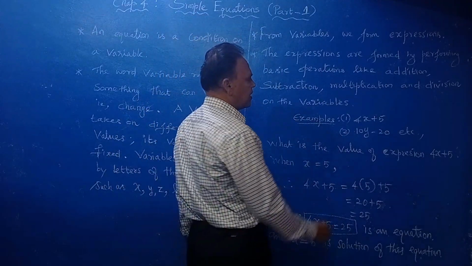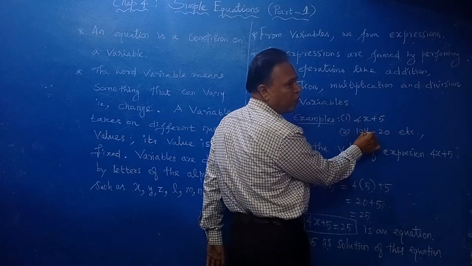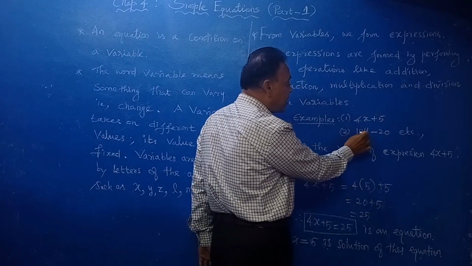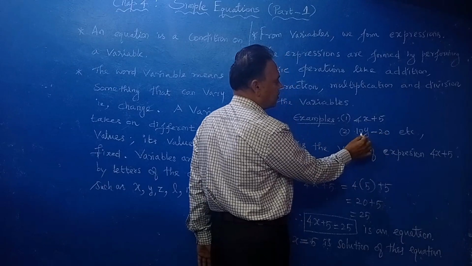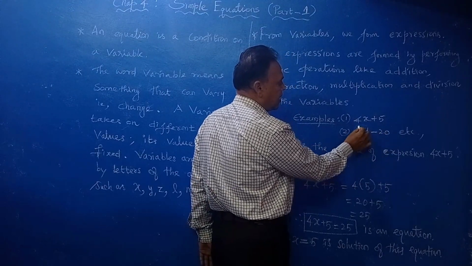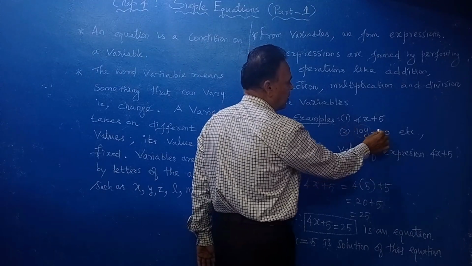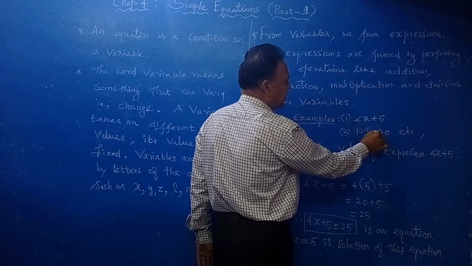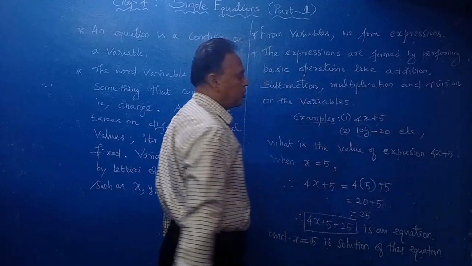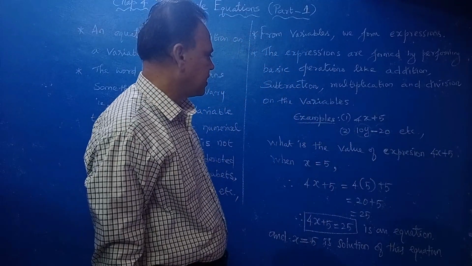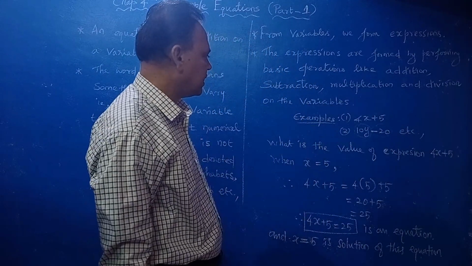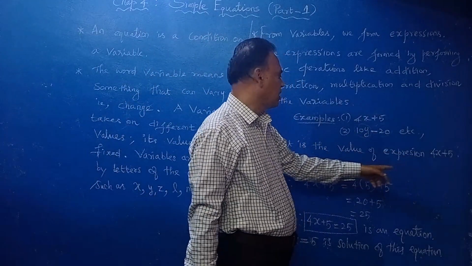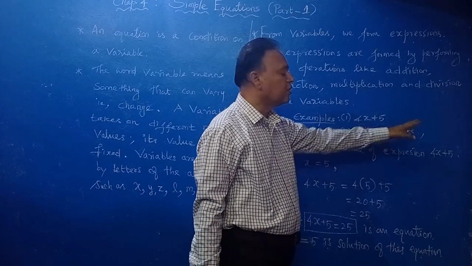Clear? Same way, here 10y minus 20. 10y is nothing but 10 into y, minus 20. You have to read properly. Here 10y is one term, and this minus 20 is another term. So the minus symbol is separating it into 2 terms, the first term and the second term. Clear? So this expression also has 2 terms.